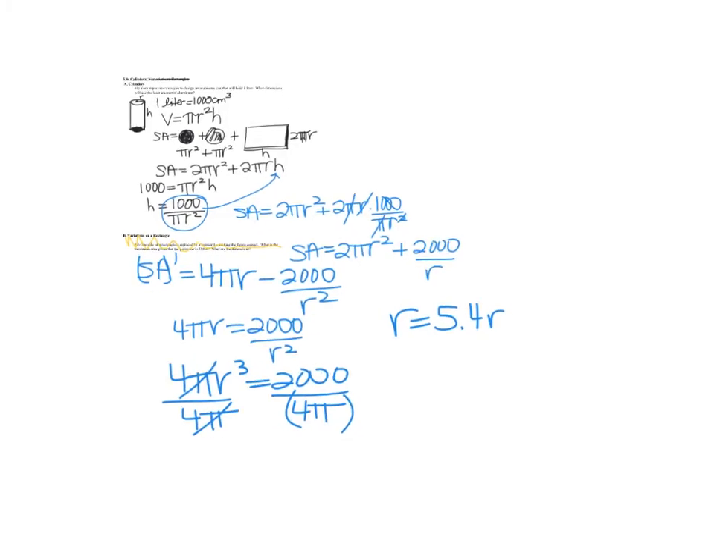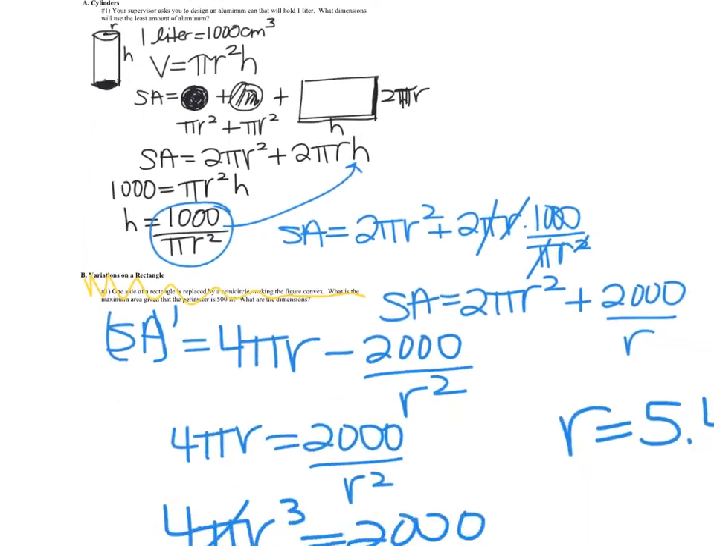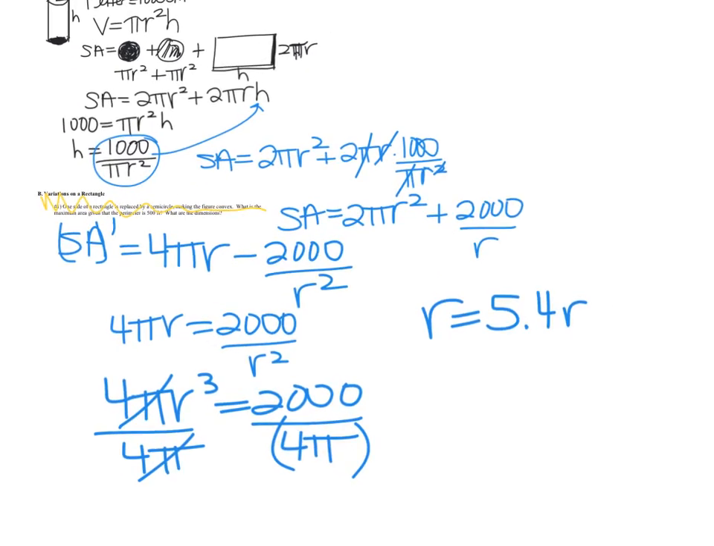Now, this is kind of funny. What is the question asking for? What dimensions? So we have to find the height now. The height is 1,000 over pi r squared. So 1,000 divided by, I'm going to do parentheses, pi times my answer squared. That way I'm not rounding a lot. And then I get 10.84.